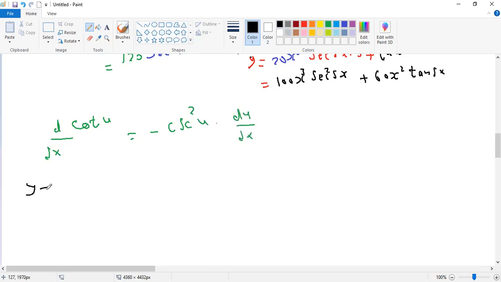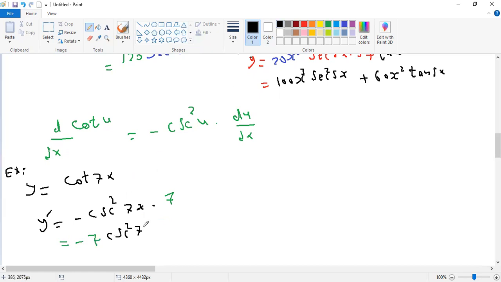Example: y equal to cotan 7x. So y prime, dy/dx, is the derivative of cotan, which is minus cosecant squared 7x, times the derivative of the angle. What is the angle? It is 7x, so the derivative is 7. So times 7. Again, don't multiply this, big mistake. So 7 should be before cosecant. So the answer is minus 7 cosecant squared 7x.